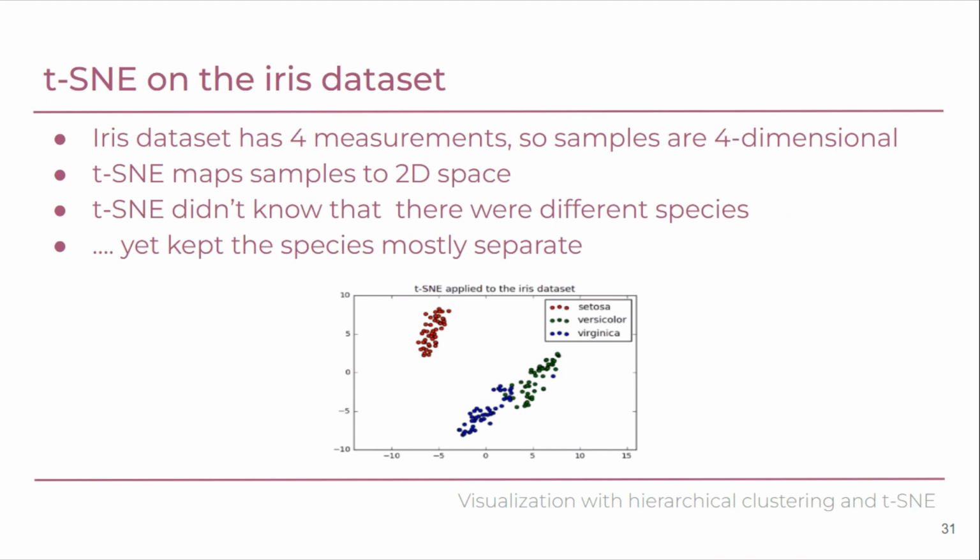To see what sorts of insights are possible with t-SNE, let's look at how it performs on the iris dataset. The iris samples are in a 4-dimensional space, where each dimension corresponds to one of the 4 iris measurements, such as petal length and petal width. Now t-SNE was given only the measurements of the iris samples. In particular, it wasn't given any information about the 3 species of iris. But if we color the species differently on the scatter plot, we see that t-SNE has kept the species separate.